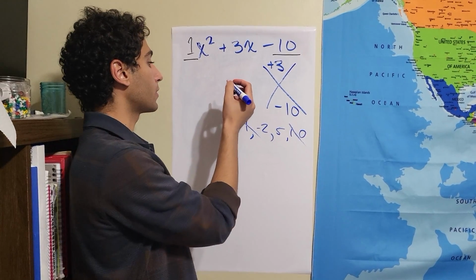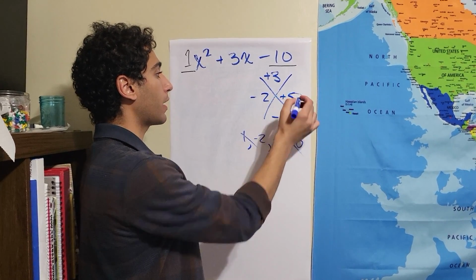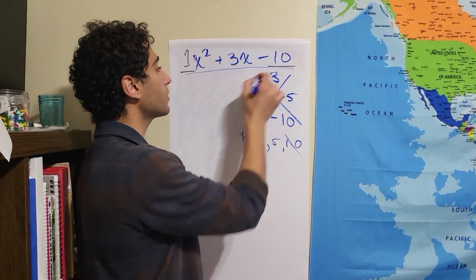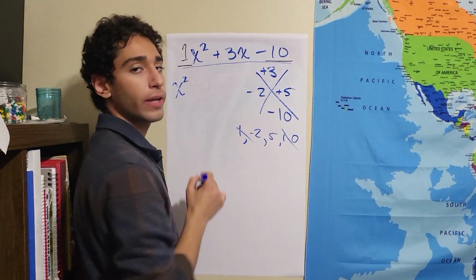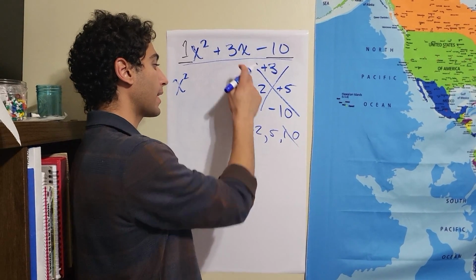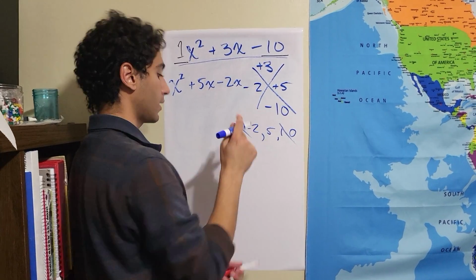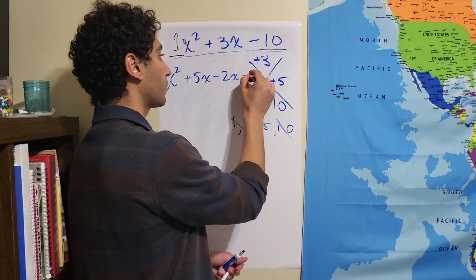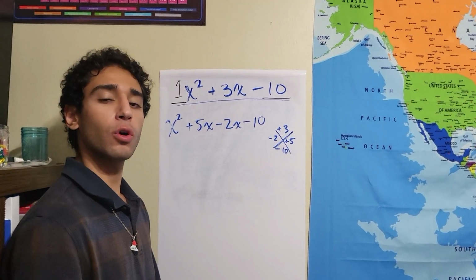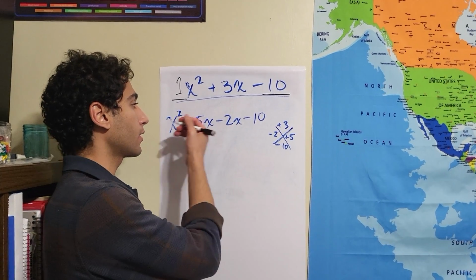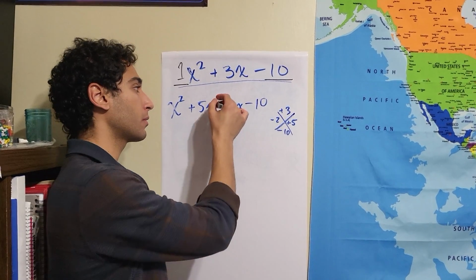So here's what we're going to do. Now that we have our two numbers, negative 2 and positive 5, we take this equation and we rewrite it. This stays the same, x squared. This 3x is what changes. Instead of 3x, we're going to write plus 5x minus 2x. And then at the end, minus 10. Now that we have this polynomial, I'm going to show you a little trick. x squared plus 5x minus 2x minus 10, same thing as here.